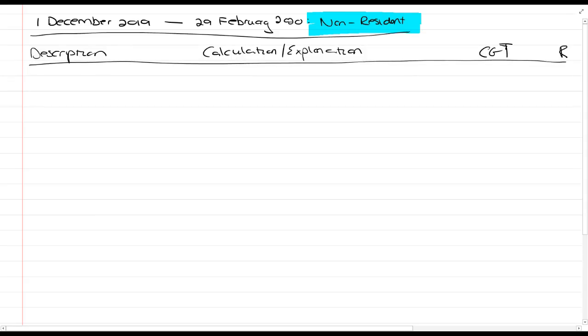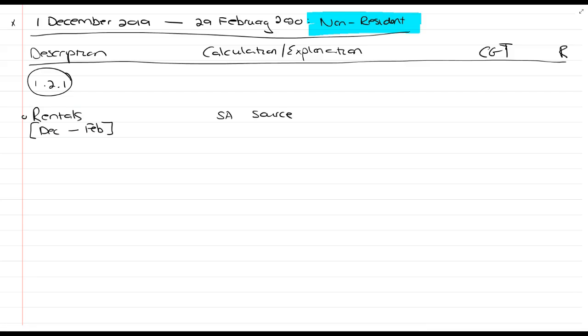Right. Now I'm jumping to when she's a non-resident. Make sure you see this period over here, 1st of December to 29 February, 1.2.1. Right, there were rentals that she earned, and the rentals she earned were from December to February because she had it the whole time. It is from a South African source. That is why she gets taxed on it. She's a non-resident. Non-residents only get taxed on income from a South African source. It's 12,000 rands a month, 3 months. So 36,000 rands in our rands column.